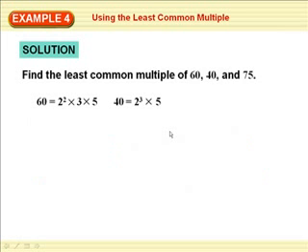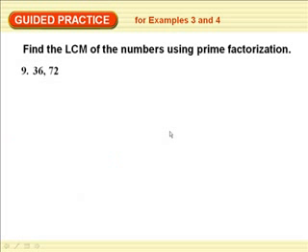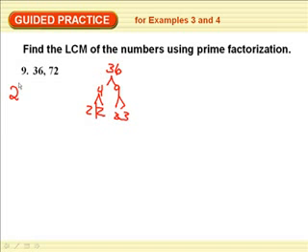So there's their tree, the answers to their trees. There's them getting the biggest of each, and then there's the answer. So find the LCM of the numbers using prime factorization. So 36 would break down. Let's do 4 times 9, 2 times 2, 3 times 3. So 36 is 2 squared times 3 squared.